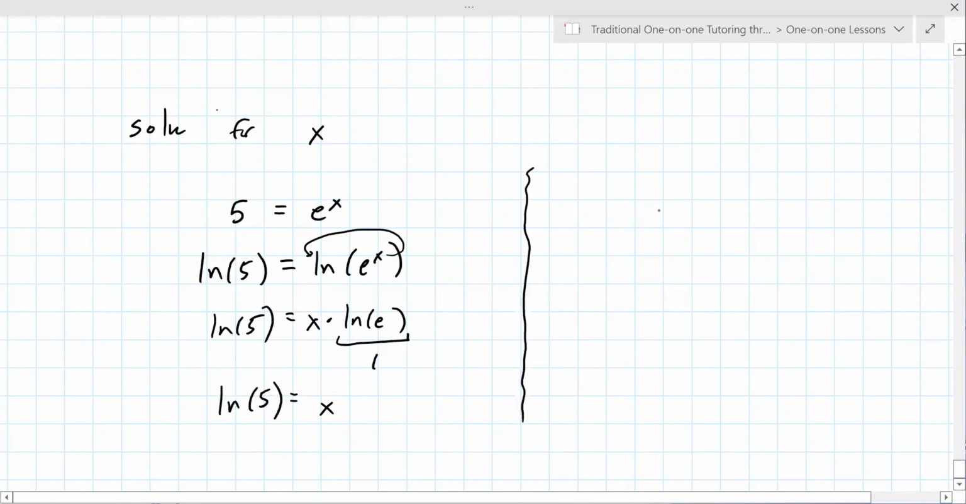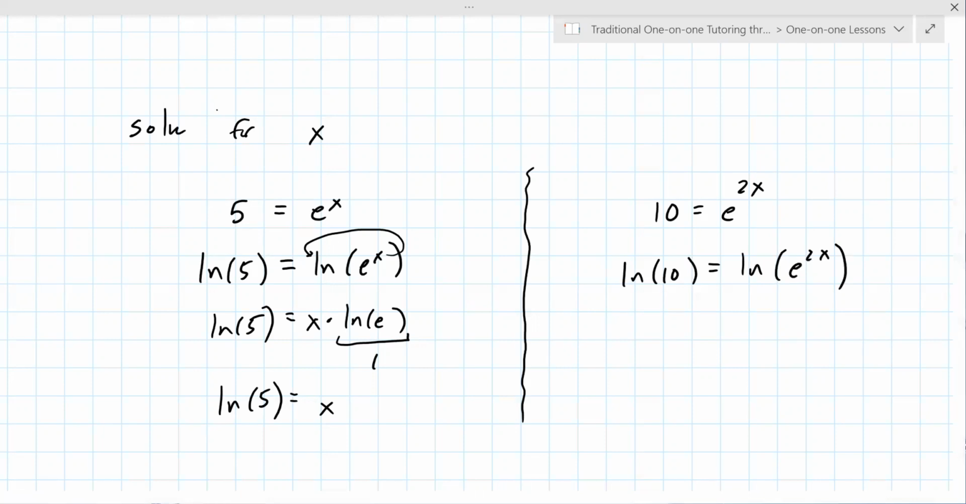So you can make these problems a little more complicated. Okay, let's say it's 10 equals e to the 2x. All right, so you take the natural log of both sides, like that.